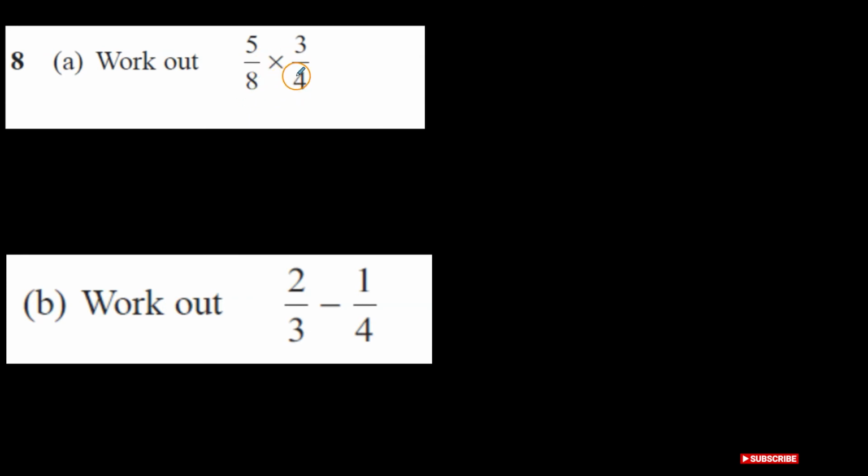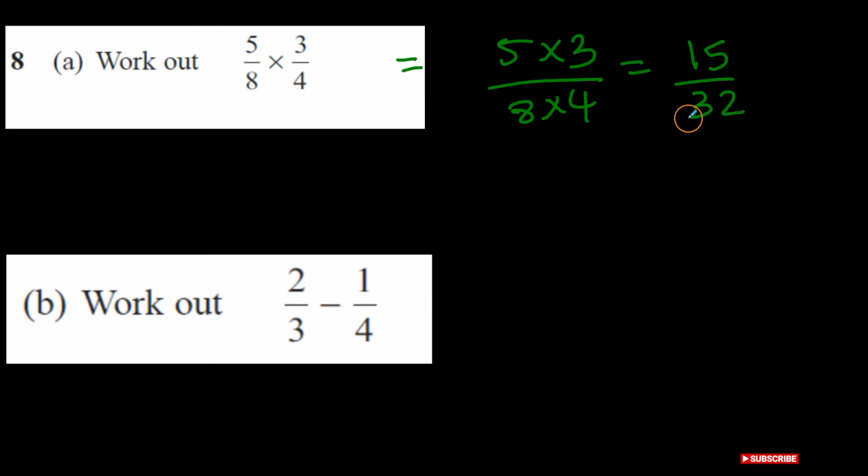And now for question 8, we're asked to multiply these 2 fractions. So when we multiply, all we have to do is multiply the top numbers. So that's going to be equal to 5 times 3 over 8 times 4. So this is going to be 15 out of 8 times 4, 32. Now, can we simplify this? Well, there isn't a number that is common. There's no common factor between 15 and 32, and we're going to leave that as it is.